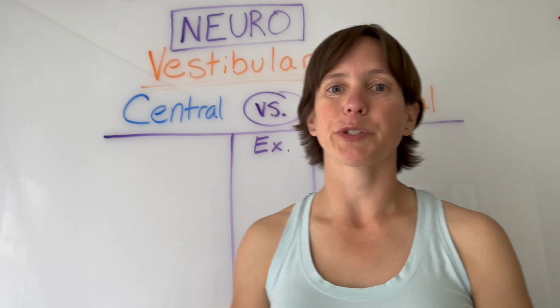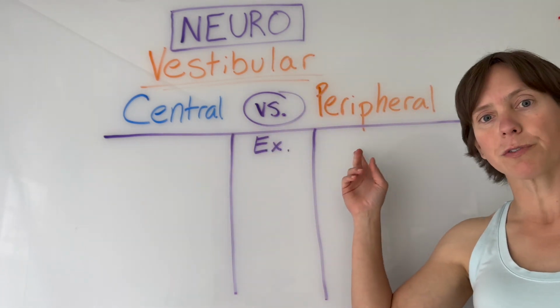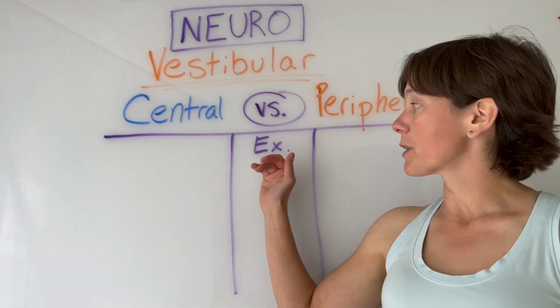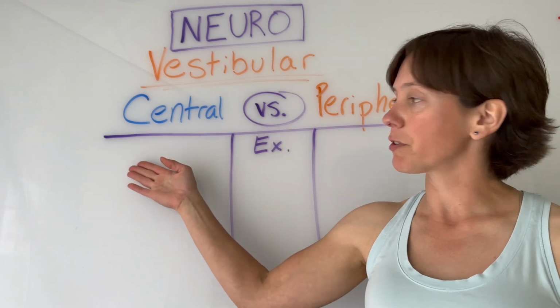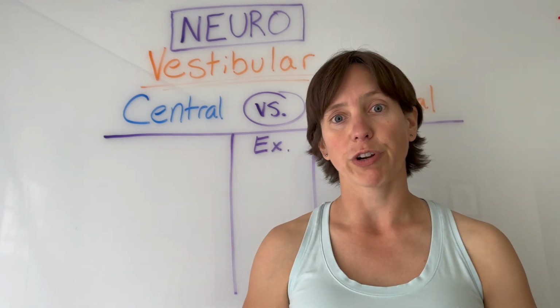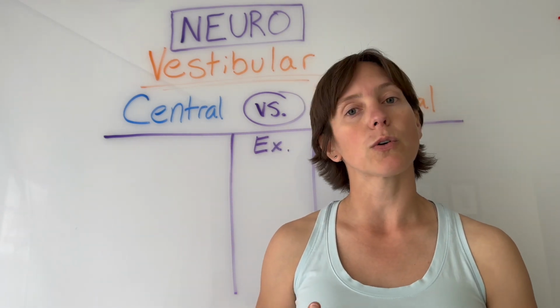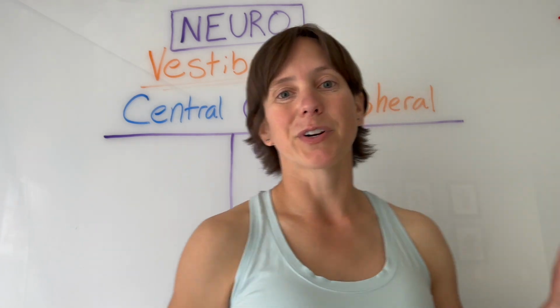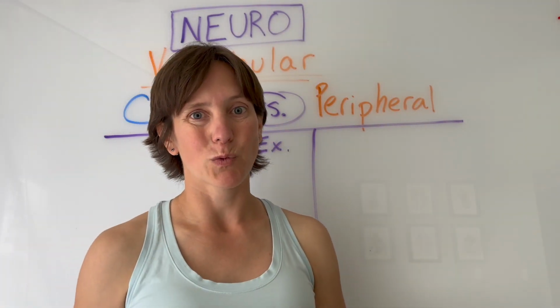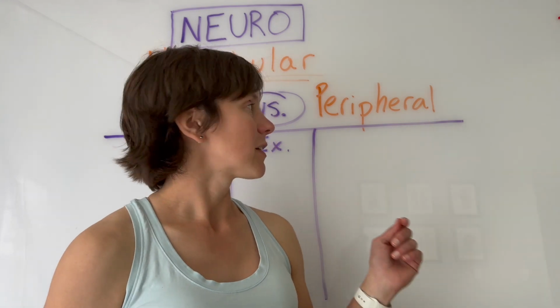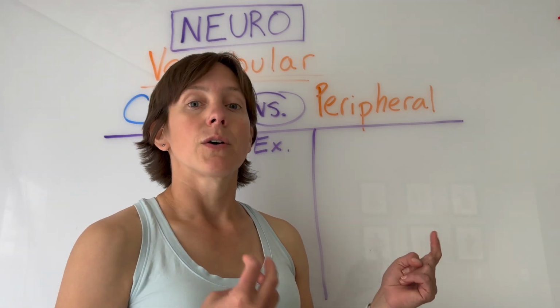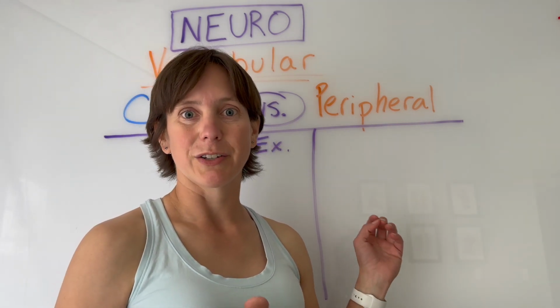Let's go over the difference between central and peripheral vestibular disorders. Some examples of central vestibular disorders might include an intracranial tumor, a stroke, or a TIA. As far as peripheral disorders, the most common one is BPPV. Others might be Meniere's or semicircular canal dehiscence.